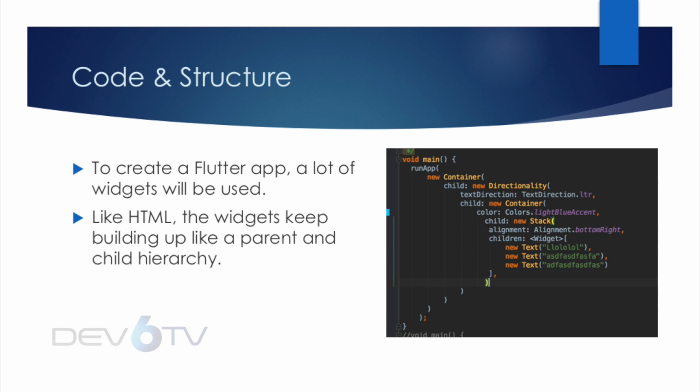And the main child, which is once again another container, which contains the colors, another child, which is the stack, and then it has more children, which is a bunch of text. So as you can see, it's just a huge hierarchy of widgets that you just keep building upon.